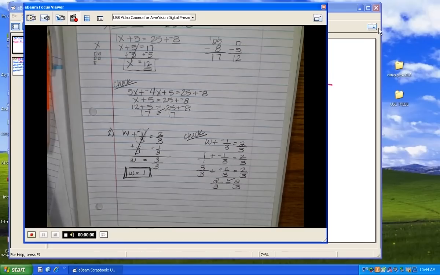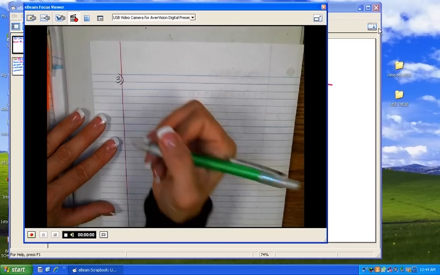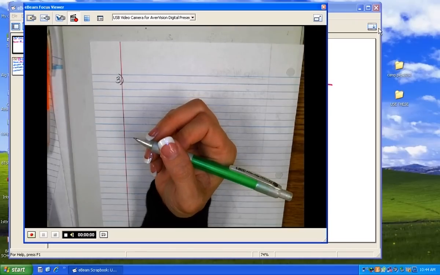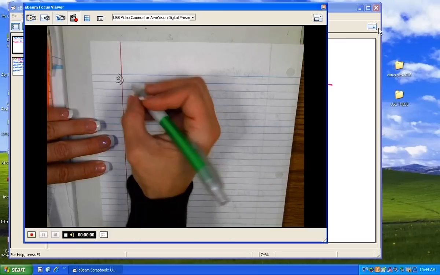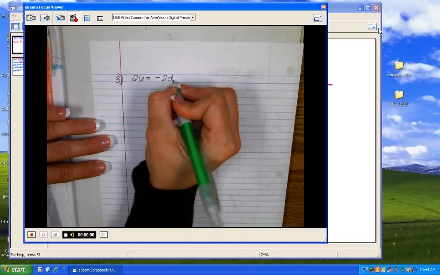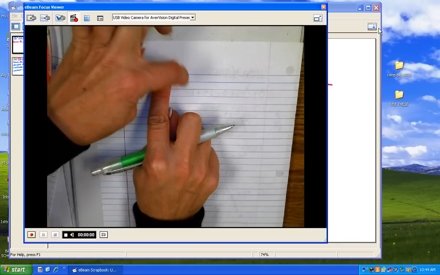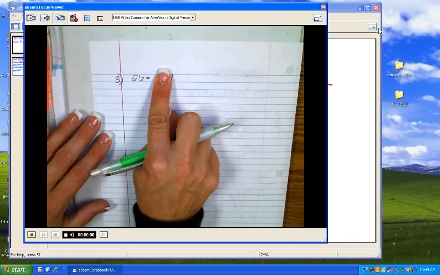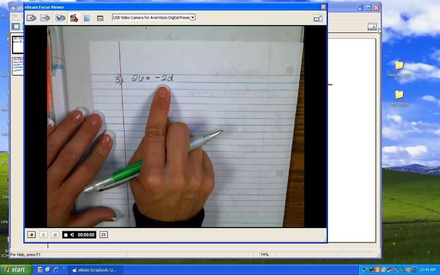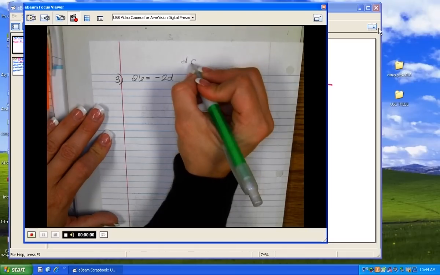Now, sometimes when we're solving for a variable, we have a coefficient. So we might have something that looks like 26 equals negative 2D. In this case, when I cover my D, there's no numbers that have to be added or subtracted away. But I still have a number there, which means that I have negative 2D's. I have 2D's, and they're both negative.